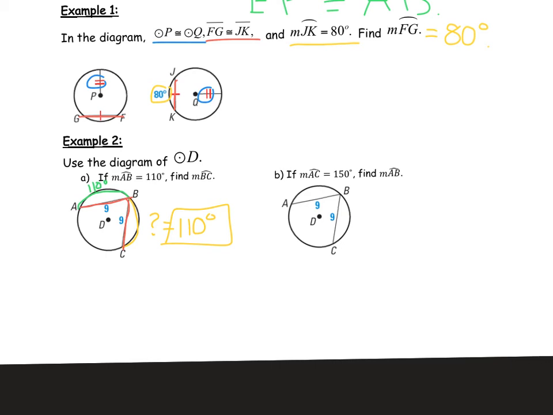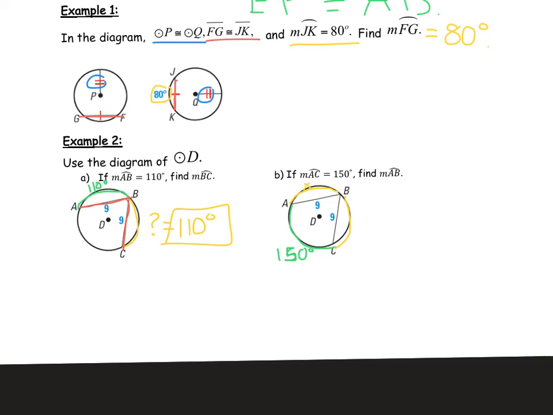For example B, same kind of idea, we know that the measure of arc AC is 150. So I'm going to go ahead and mark that. That is a 5. And now we're trying to find the measure of arc AB. So a little bit different setup. What I'm trying to find is this right here. I do not know anything about the measure of arc AB other than it has to be congruent to arc BC because chord AB and chord BC are congruent. So these arcs have to be the same.